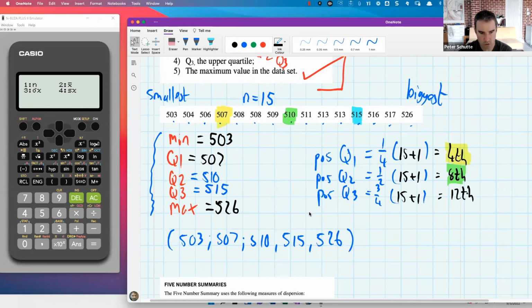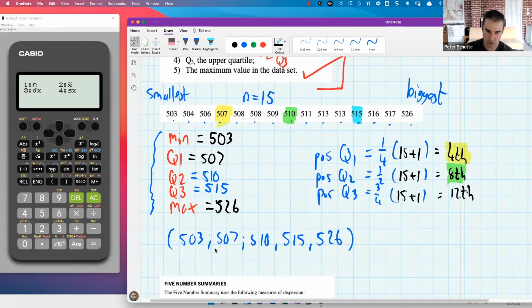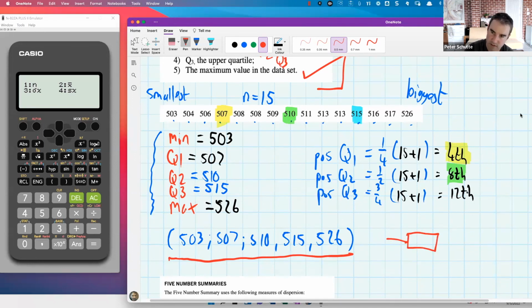What I do want to do then is just say, in the next lesson, what we're going to do is we're going to draw a graph of a box and whisker plot. And what the box and whisker does is it takes these 5 numbers and it puts them onto a graph that looks a little bit like this. It's called a box and whisker because it has a box and 2 whiskers, essentially.